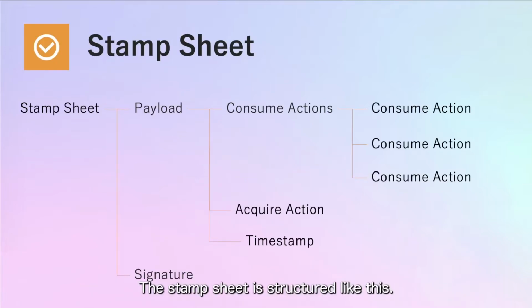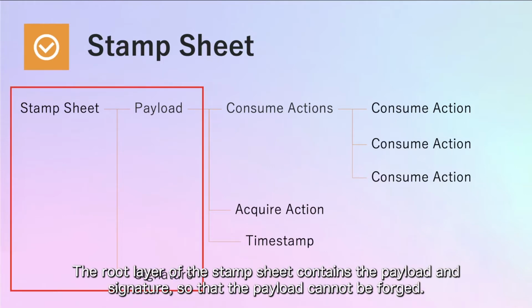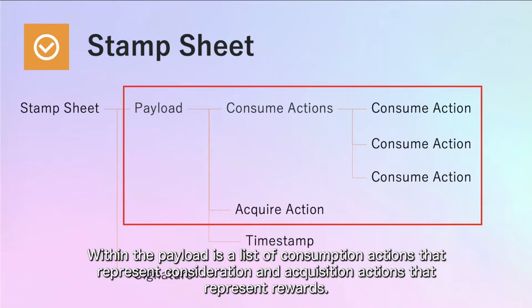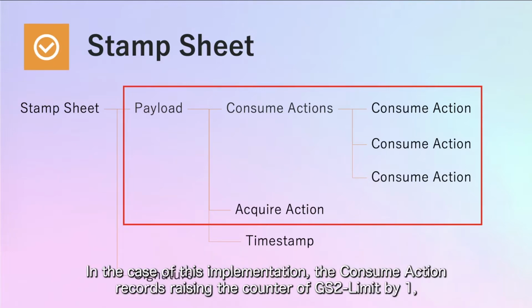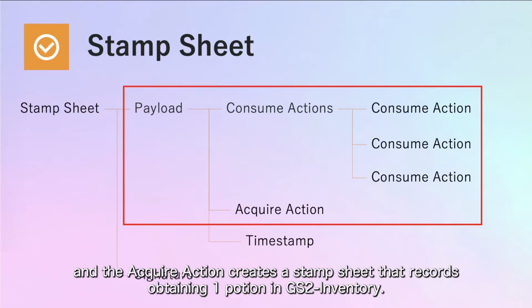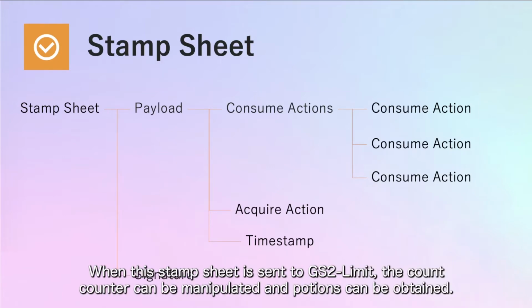The stamp sheet is structured like this. The root layer of the stamp sheet contains the payload and signature, so that the payload cannot be forged. Within the payload is a list of consume actions that represent consideration and acquire actions that represent rewards. In the case of this implementation, the consume action records raising the counter of GS2 limit by 1, and the acquire action records obtaining 1 potion in GS2 inventory. When this stamp sheet is sent to GS2 limit, the counter can be manipulated and potions can be obtained.